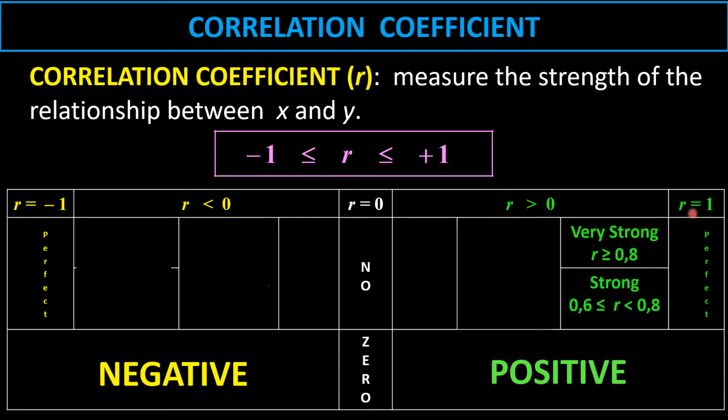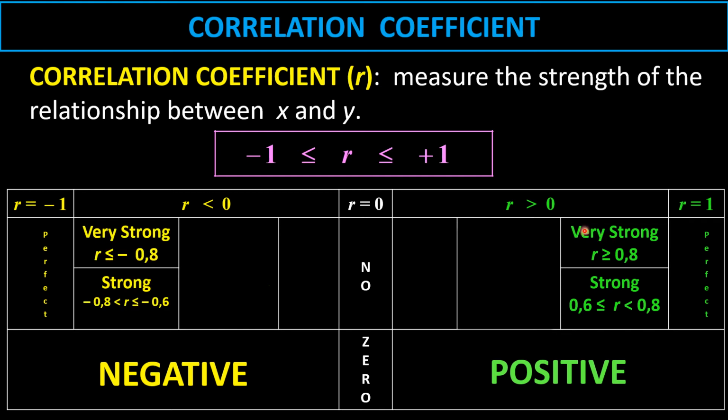The one that's very close to +1, we get 2. That is a strong one. But maybe you can take it, if it's more than 0,8, you'll say it's a very strong one. And if it's somewhere between 0,6 and 0,8, then we just say strong. If it's more, then we say very strong.